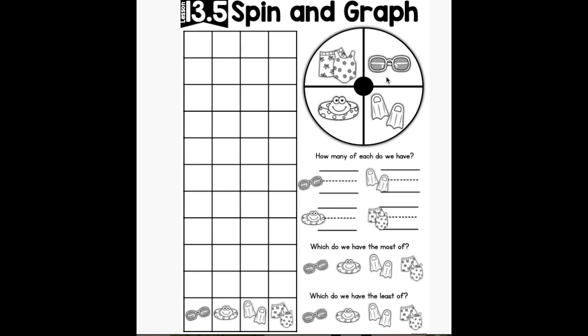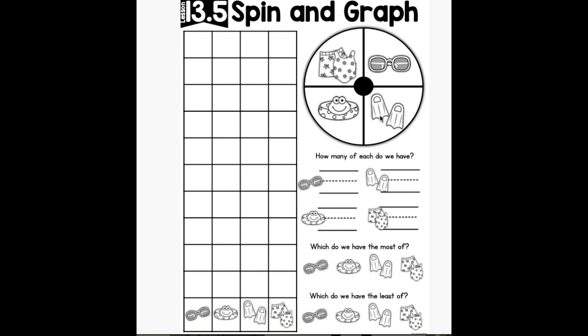When you stop in one of them, let's say that you stopped on the sunglasses, then you're going to color one of the squares over here on the graph. Then you spin again, and then you color the next square. Let's say that you got the swimsuits. So you can color one of the squares for the swimsuits. Let's say that for the next one, you got the floaty. So then you color a square for the floaty.